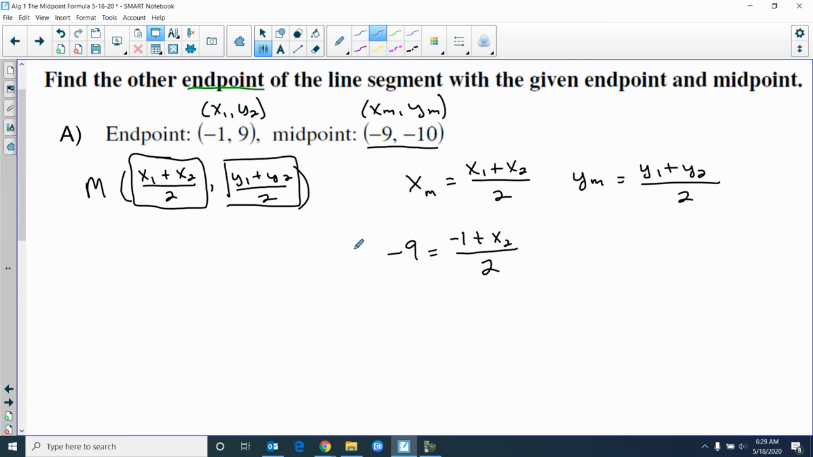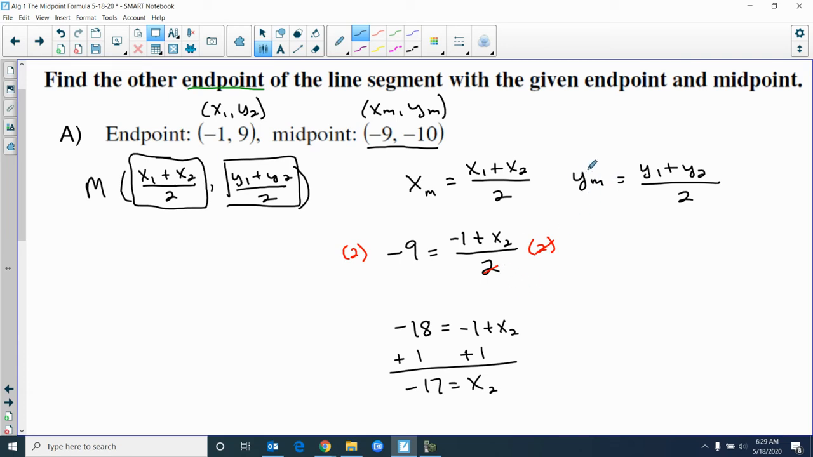So at this point, we multiply both sides by 2 to get rid of this 2. And when I do that, I get negative 2 times negative 9, which is negative 18. Those two just cancel, and you're left with negative 1 plus x sub 2. And I've got to solve for that. So I add 1, and I get negative 17 equals x sub 2.